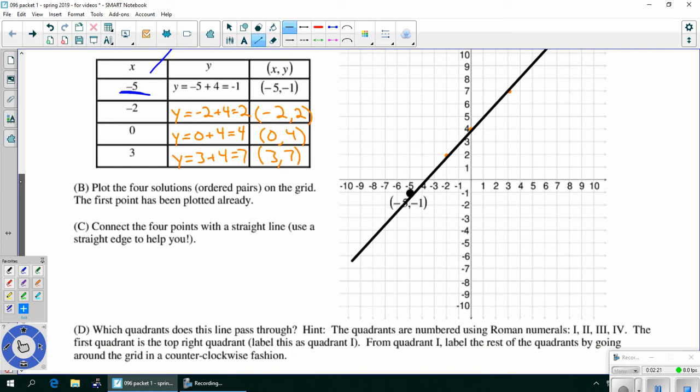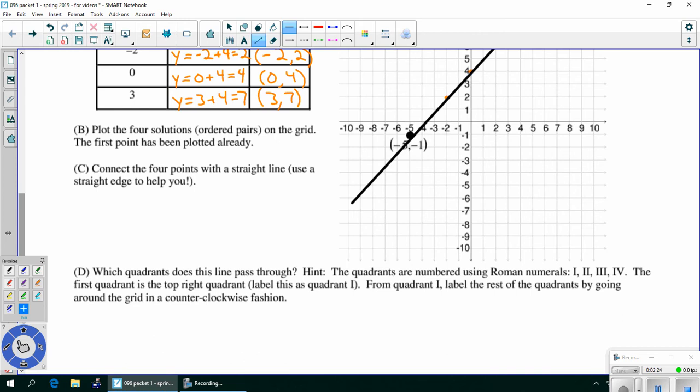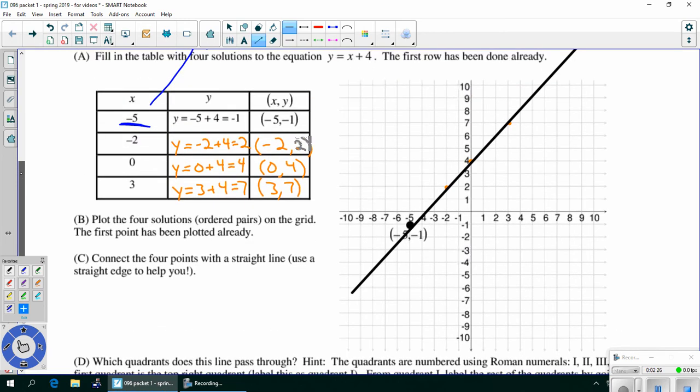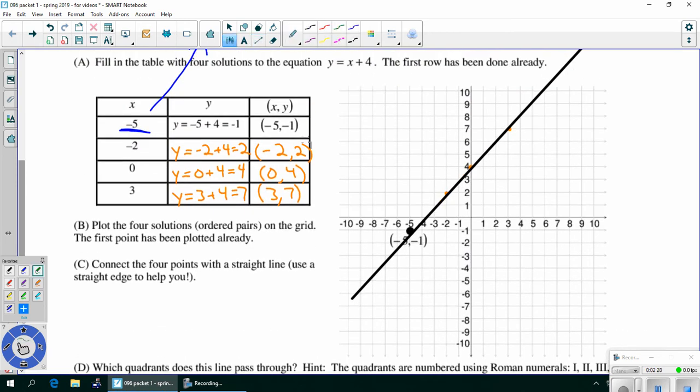And part D, which quadrants does this line pass through? And then there's a hint, which tells you the numbers of the quadrants. So number 1 is the top right quadrant. We use Roman numerals for the numbering of the quadrants. And we start from the top right and we go counterclockwise. So 2 and then 3 and then 4. So which quadrants does this line pass through? It passes through quadrants 1, 2, and 3.